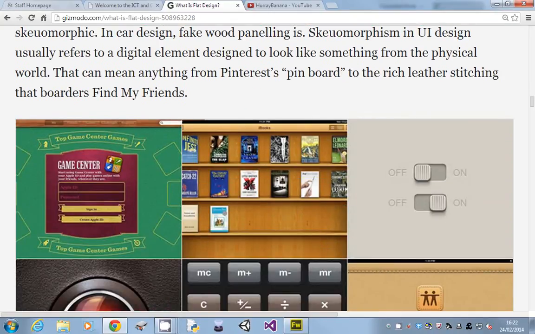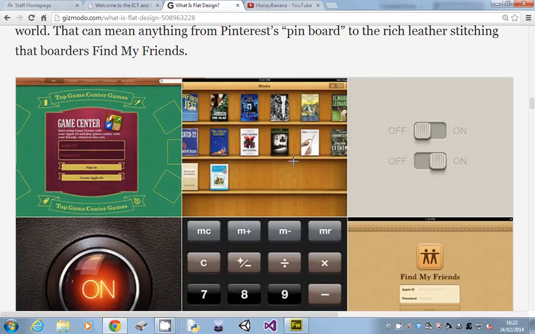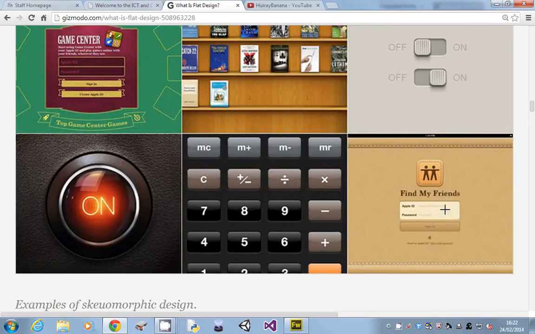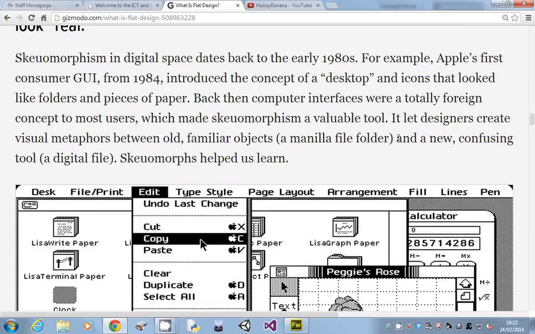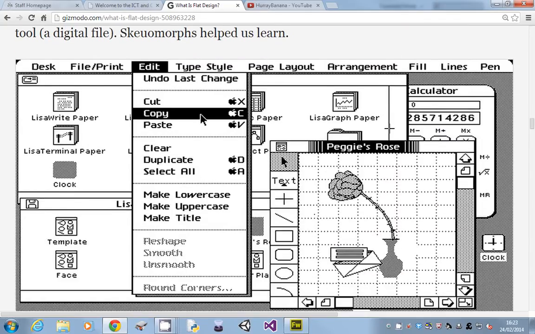So this is a good example. You've got your books in the Amazon, or in the, this is the iBooks, isn't it? The books look like they're in a bookcase. Why? Well, because we can, and it's messy. You can see the calculator, the on button, they look like lit up glass things. So they're examples of what we're trying to do, and so you need to look around. I'm not going to go on and on about that.